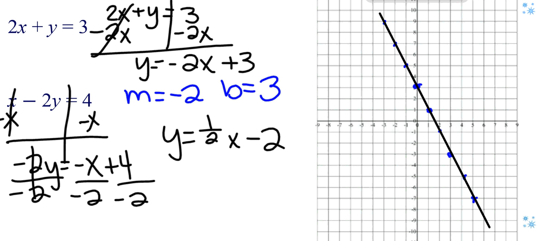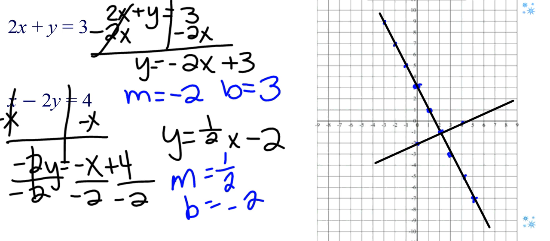Now my second equation, m equals 1/2. My b is negative 2. I'm going to start at negative 2, go up 1 over 2, and graph it. You can see that they intersect right here, which is going to be 2, negative 1. I hope that video helps you understand graphing systems of equations a little bit better.